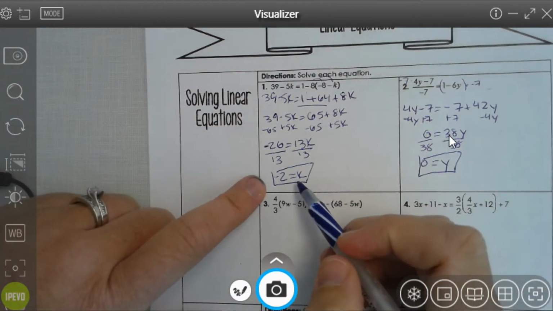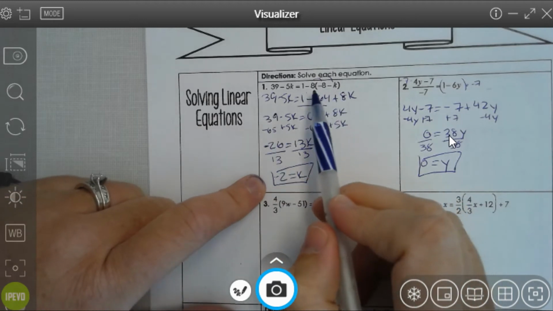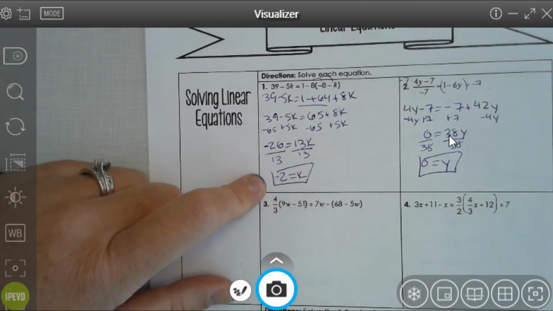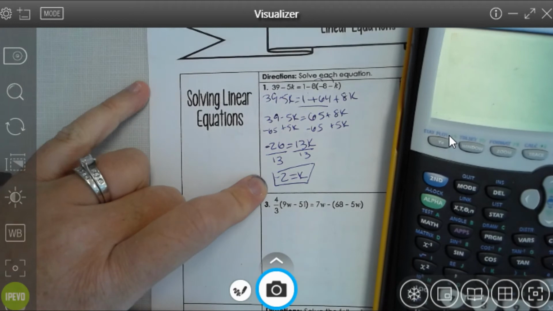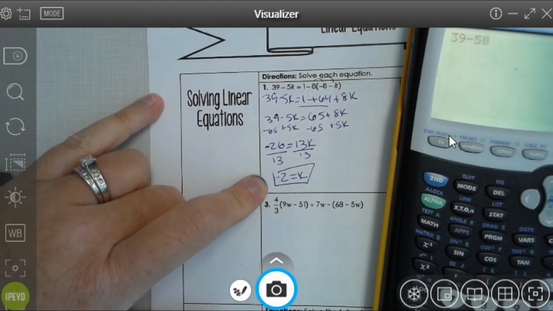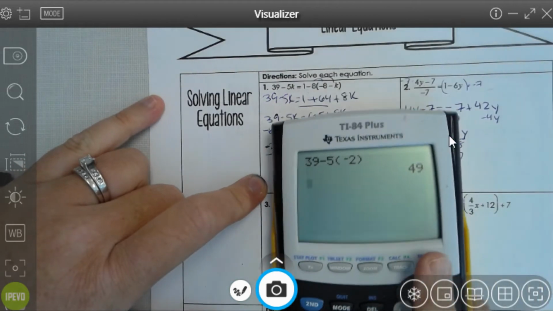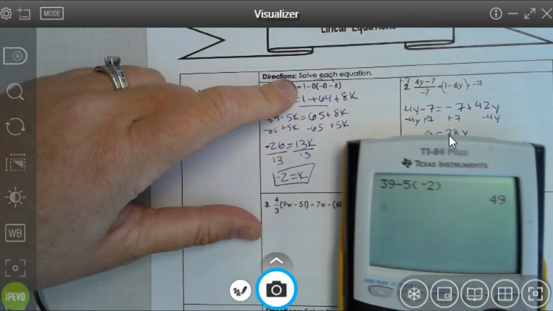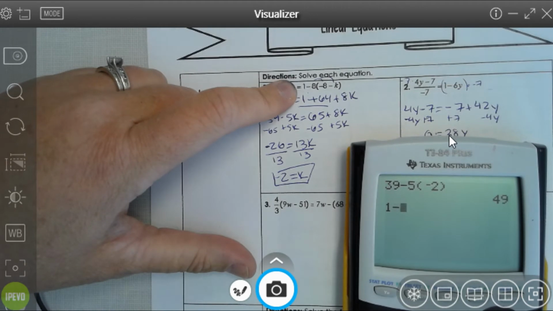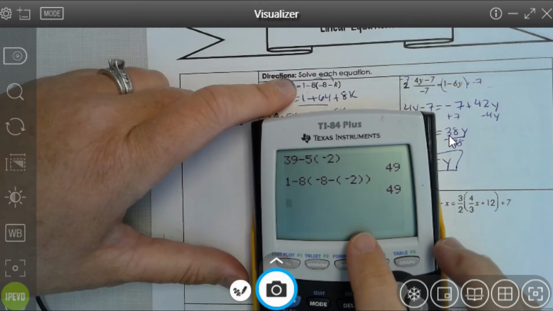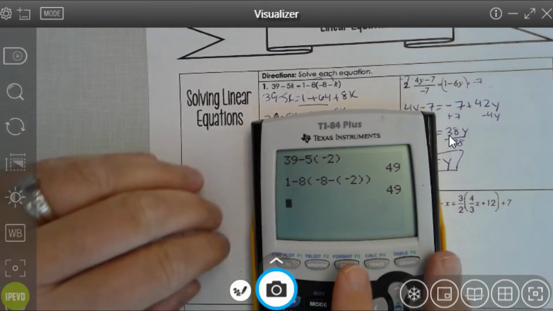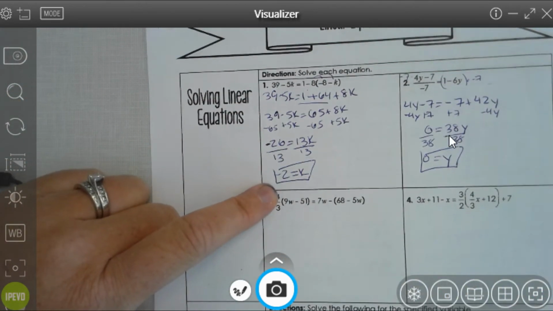Same as over here, I should have said, you can plug the negative 2 back into the original equation to make sure that you didn't mess up. So what that would look like, just to make sure we all understand how to plug numbers back in, so I'm going to multiply this by a negative 2. So I get 49. So now when I plug it into the other side, I better also get out 49. Oopsie. See, so I got 49 again. So that means that our answer was right. So if they were different, then it would tell you that you made a math mistake somewhere.